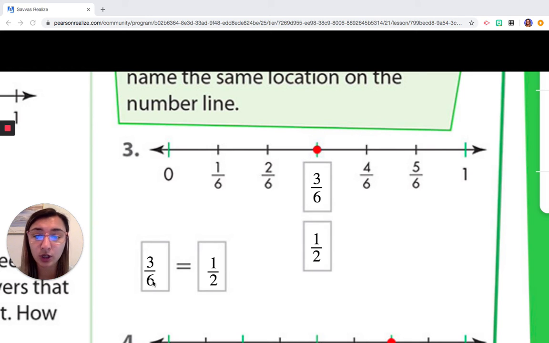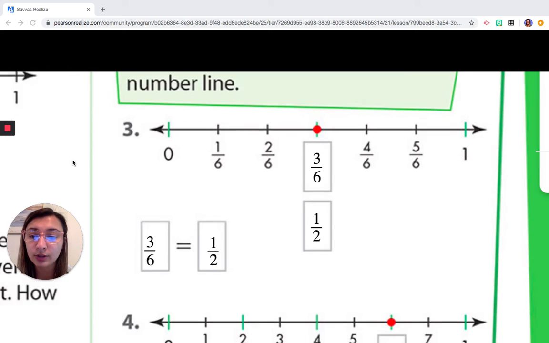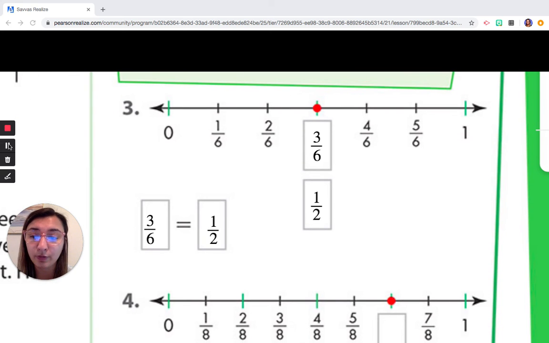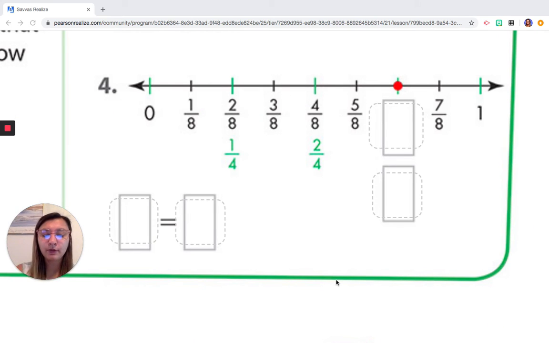So either way you want to do it, sometimes it's just easier to do division if the fraction is going to have smaller numbers. So let's move on to example number 4. All right, so here we go, number 4. We're doing the same thing. The first thing that we need to do is find the fraction, and then we're going to find an equivalent fraction that would have the same spot on a number line.